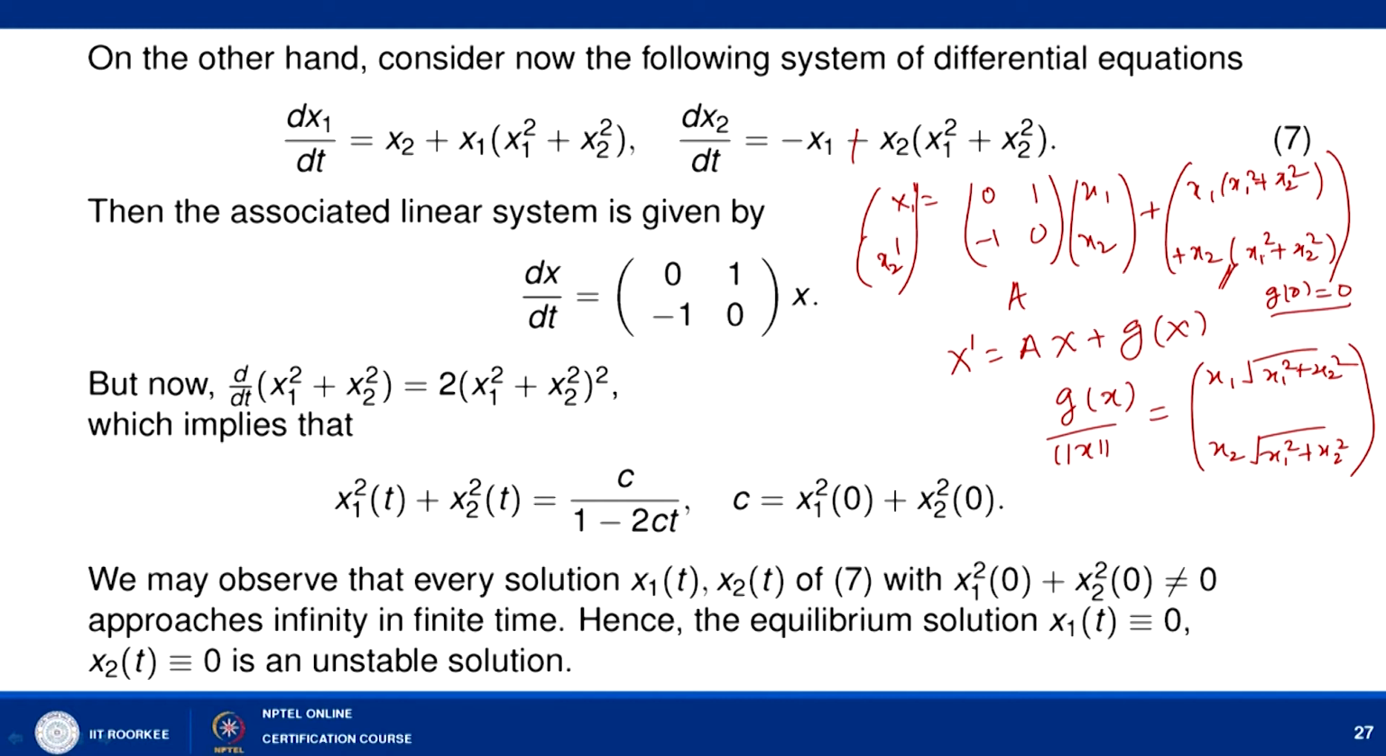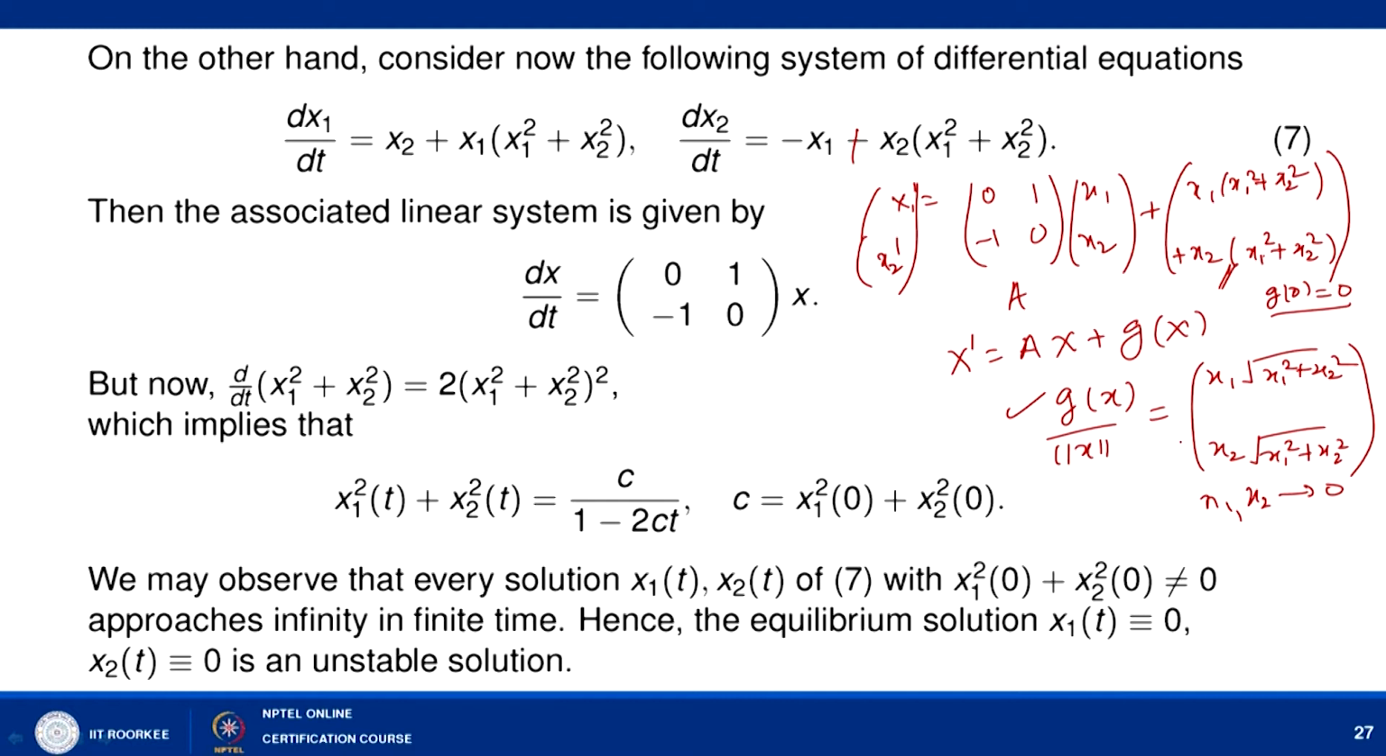And the second thing is that g(x) upon norm of x is a continuous function of x here. So as (x1, x2) tends to 0, g(x) upon norm of x tends to 0, and it will vanish when x1 and x2 are both 0 here.